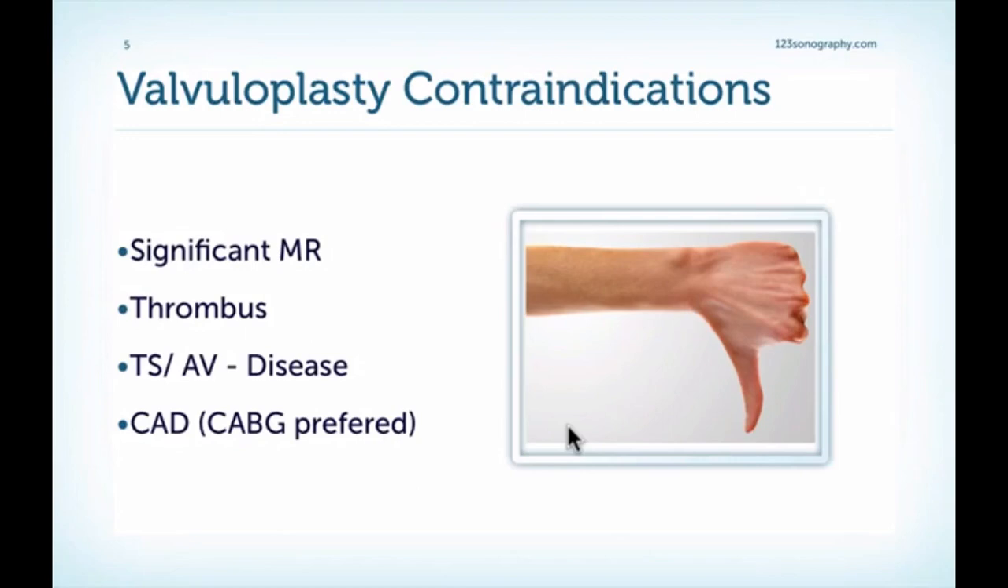There are several contraindications or situations where you should not perform valvuloplasty, but where you should rather proceed with surgery. If you have significant MR, why? Because MR will usually increase after the procedure, and thereby it's probably better if you operate these patients in the first place. You should not perform valvuloplasty if you have a thrombus, because you can dislodge the thrombus and thereby cause embolism. If you have additional valvular disease, for example, tricuspid stenosis or tricuspid regurgitation or aortic valve disease, then you should also probably prefer surgery and not valvuloplasty. And the same is true if you have coronary artery disease.